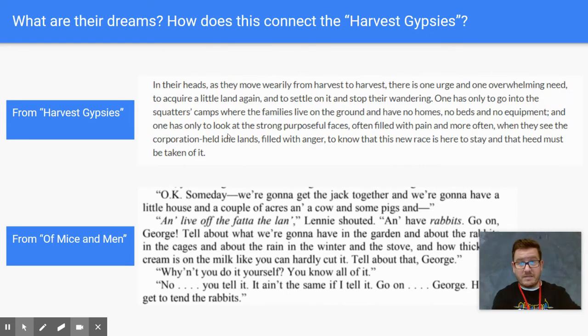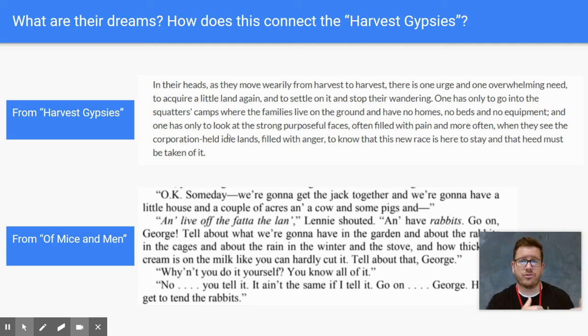Okay. Now, dreams. This is where we connect the CommonLit text, "Harvest Gypsies." Remember, Steinbeck wrote "Harvest Gypsies," a series of essays about migrant workers, just like George and Lenny. He makes a distinction between migrant workers who come from other countries, from worse situations, to North America to work the land and create a better life for themselves, versus people like George and Lenny who are Americans who may have experienced some level of success before, but now don't have anything because of hard economic times.